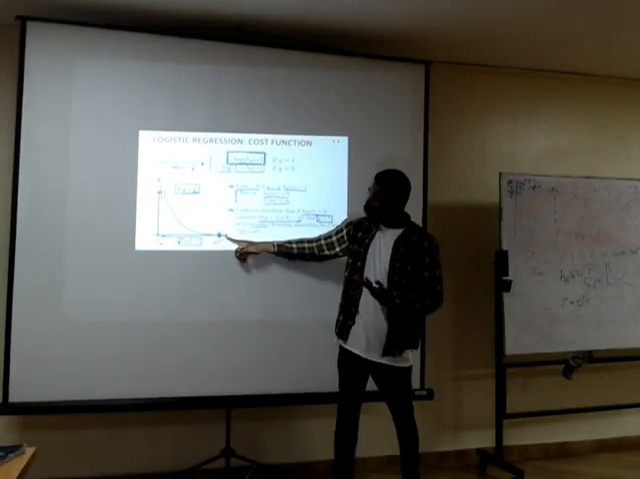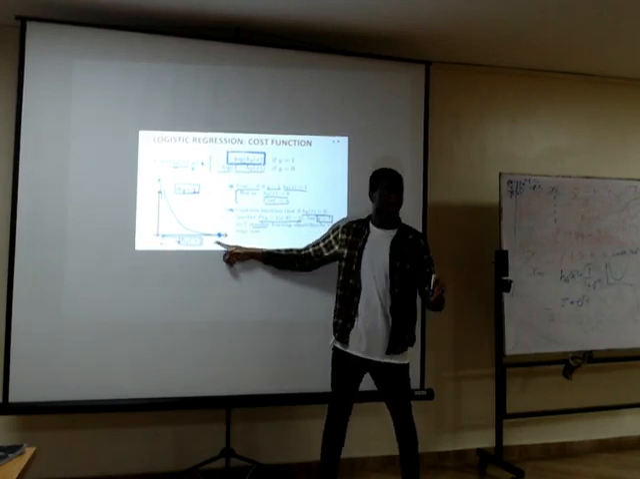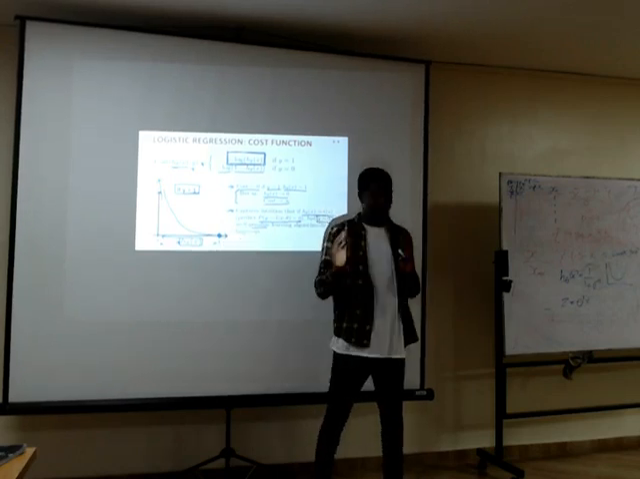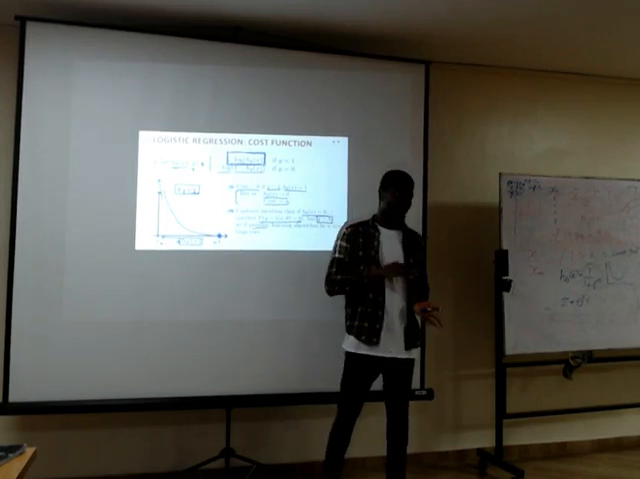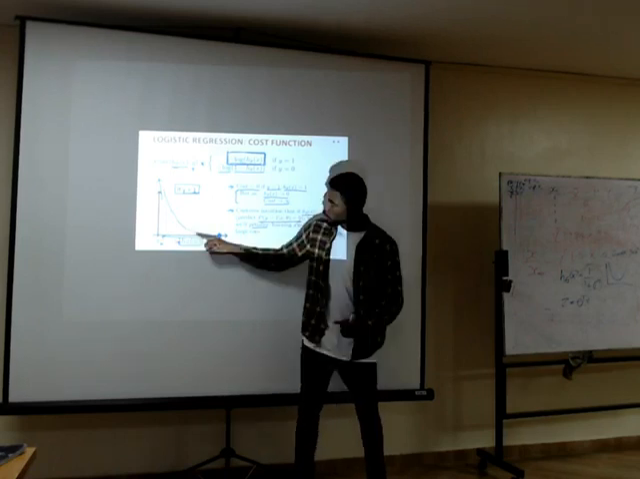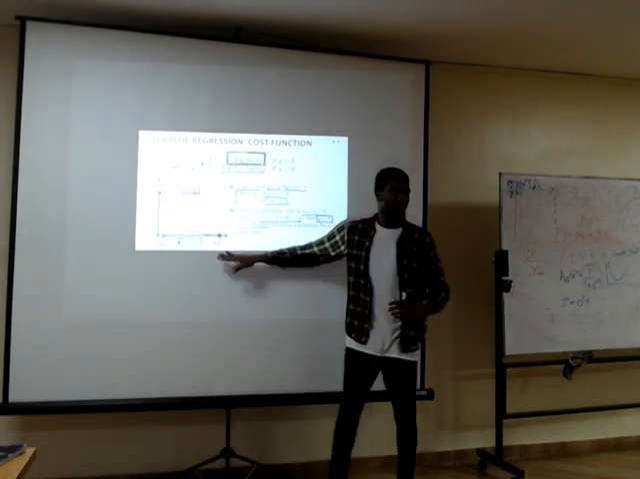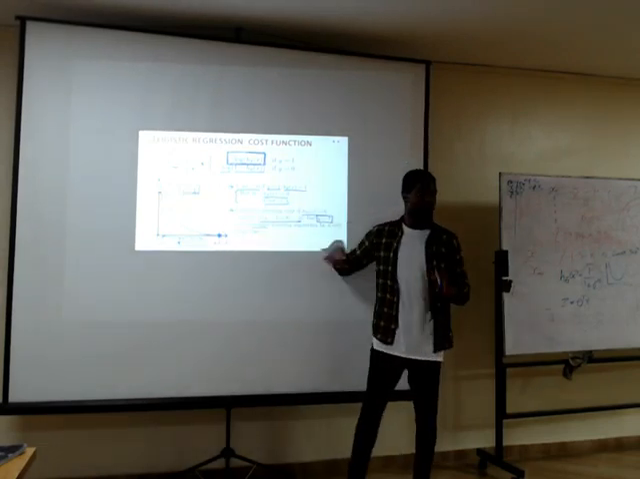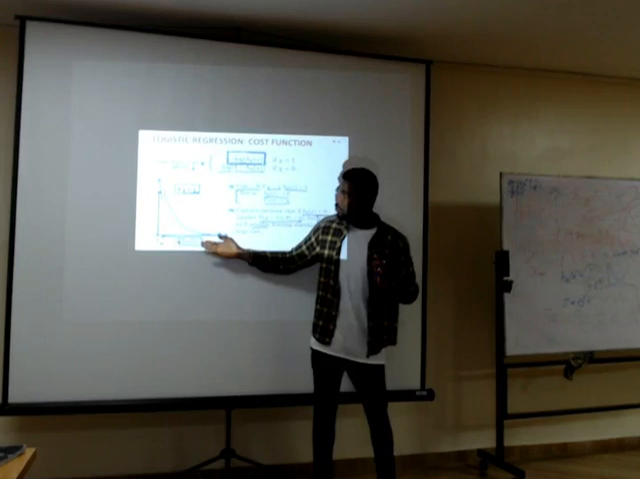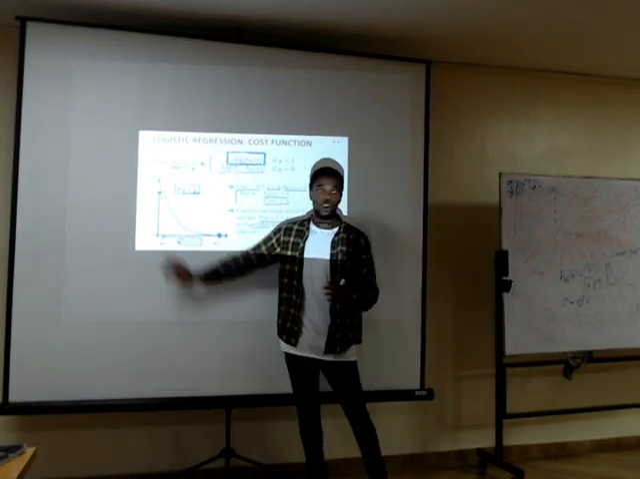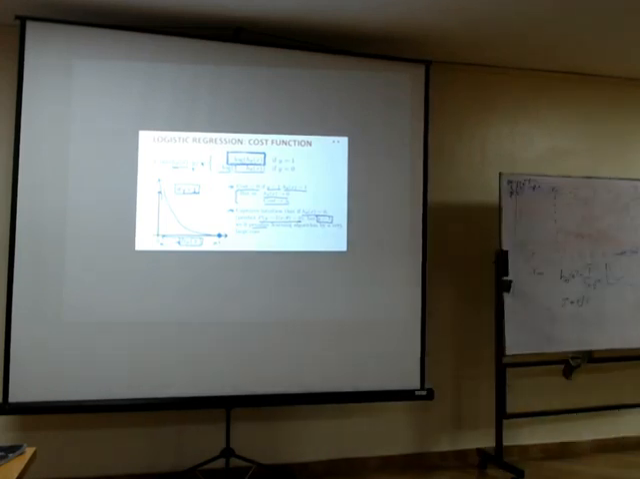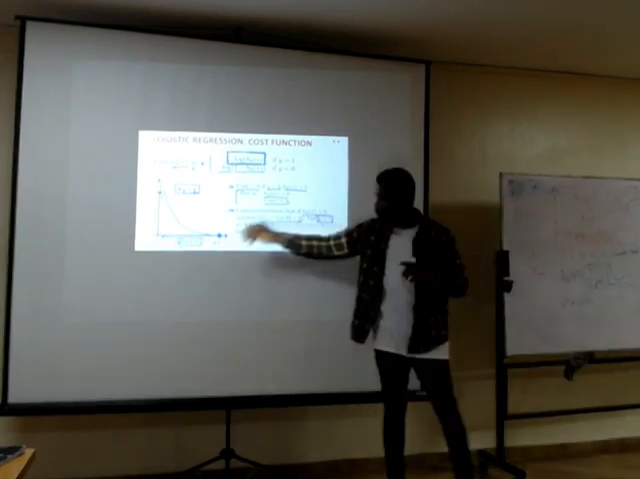But if y is 1 and we predicted something that is not 1, remember our range is between 0 and 1, so it's less than 1. As you tend towards anything less than 1, your cost will go up. So that is what this graph is telling you: the relationship between your cost function and what you predicted. As I'm tending towards 0, making a wrong prediction, my cost will increase. But if I make the right prediction, my cost will come down.